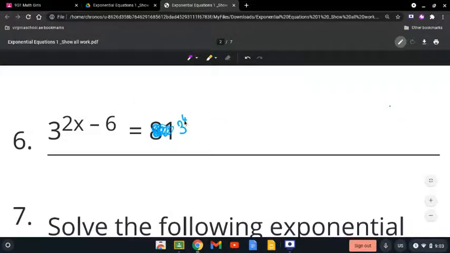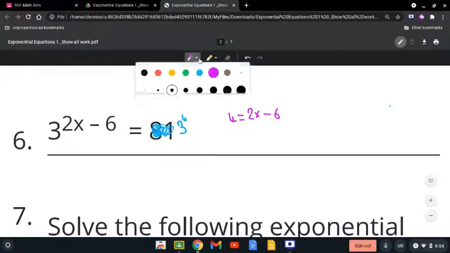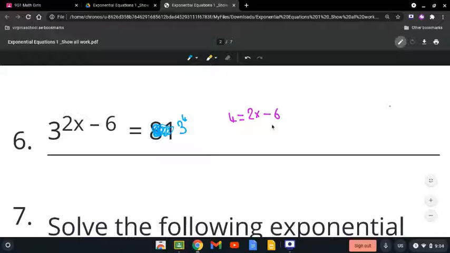So 3 to the power of 2x minus 6 and 3 to the power of 4. So we're just going to write 4 equals 2x minus 6. So we want to leave x alone. Here we have negative 6, so we're going to use the opposite sign, which is positive 6. We're going to add 6 on both sides.